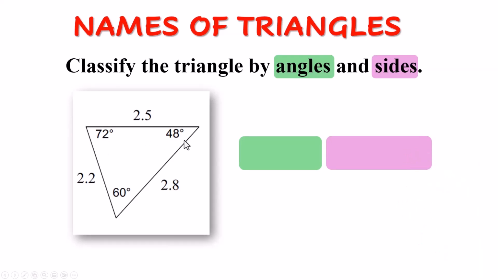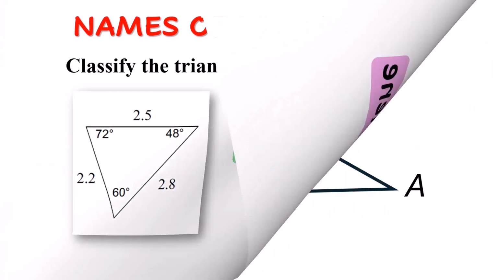All of these angles are different, but they're all less than 90 degrees. That makes this acute. And all my sides are different, close, but different. So that makes it scalene. Covered that quite a bit. That's pretty much all you'll be asked to do when it comes to classifying triangles.